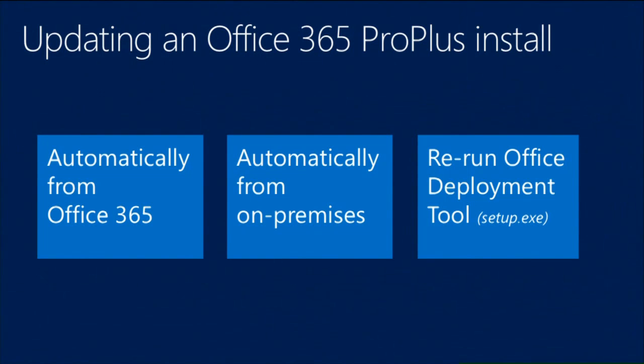Now, in all of these cases, what we're doing is comparing what's on the local disk against deltas that you're going to give it with the newer package, and it will only apply the delta files as opposed to the entire payload of Office.